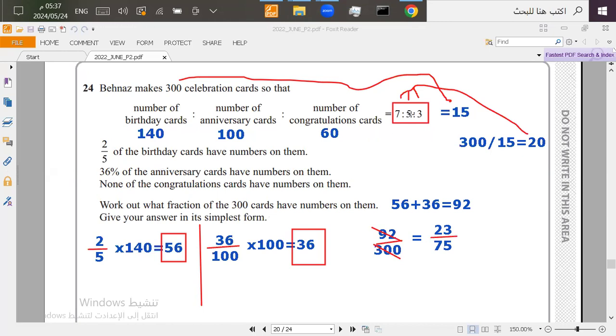So focus on the steps. Basically, we added these together and then divided 300 by 15 to find the number that we multiply with the ratios to find each one of them. After finding each one, we multiplied by this fraction to find 56, and multiplied 36% by this one to find 36. Then we added them together. We got 92, which is the total number of cards that have numbers on them. Then we put it as a fraction of 300, simplified it, and the answer is 23 over 75. And this is how you answer a question like this. Now, let's move on to the next question.